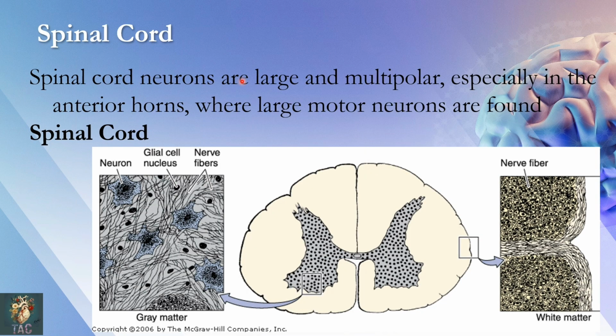So now we move on to the spinal cord. In the spinal cord, the neurons are larger and multipolar, especially in the anterior horn where large motor neurons are found. This is the section of the spinal cord. The arrangement of the gray matter and white matter in the spinal cord is opposite to that of the cerebral cortex and cerebellar cortex. So in the case of the spinal cord, the gray matter is present in the center in the shape of an H or a butterfly shaped area, forming the anterior horn, the posterior horn, and the central area which is surrounding the central canal, forming the commissures, and outer to all this is the white matter.